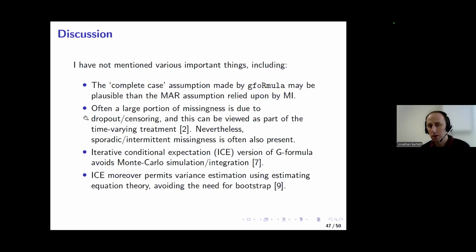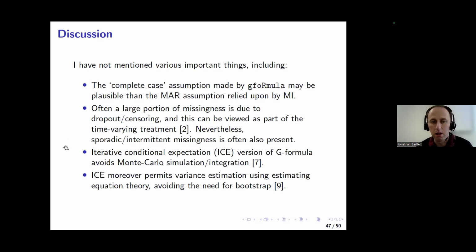Often a large amount of missingness in an observational study over time is due to dropout or censoring, and you can view that missingness or censoring as part of the time-varying treatment. This is a reference here to Hernán and Robins's book, and there's a nice bit about it there. And you'll see in many of their papers that in the context of a longitudinal study with monotone dropout, one way of handling it is to view it as part of the treatment and then say that what you're interested in is estimating potential outcome means under the treatment sequence of interest, which consists of the treatment itself, but also this additional pseudo treatment, which is under the no censoring treatment. Nevertheless, I think there's often going to be sporadic or intermittent missingness as well as dropout that you have to handle one way or the other in analyses of these sorts of data sets.